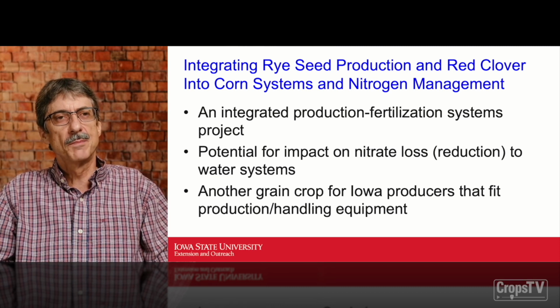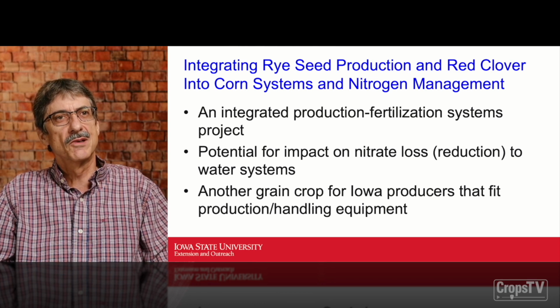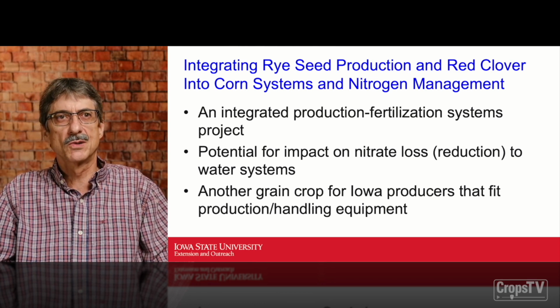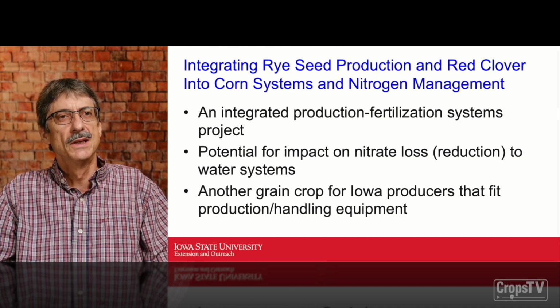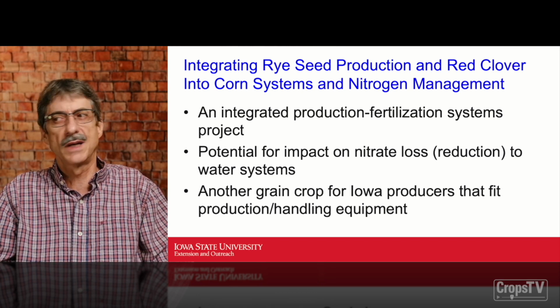This project was funded by the Leopold Center, and this title is the project proposal that we submitted to the Leopold Center. It's a little bit different, and it focuses a little more on the fact this is an integrated production fertilization systems project. So that title is Integrating Rye Seed Production and Red Clover into Corn Systems and Nitrogen Management. One of the reasons we were interested in this project was for the potential impact on nitrate loss reduction to water systems. And also it might be an opportunity to have another grain crop for Iowa producers that fits into their general production handling equipment.